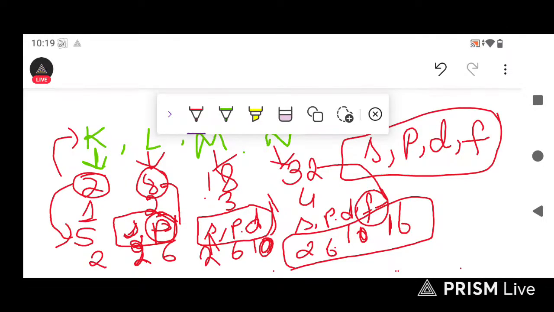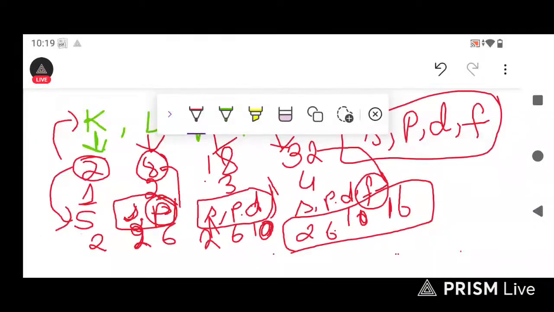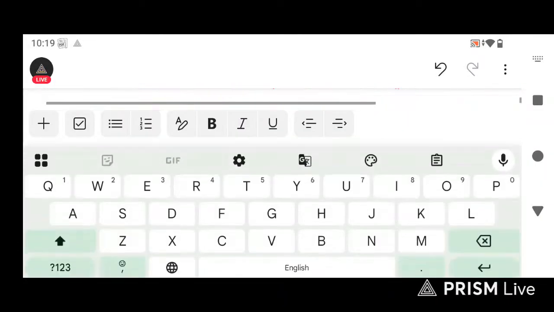So I think it is all clear to you. Now let's move on to another topic. Another topic is the quantum theory of atom.